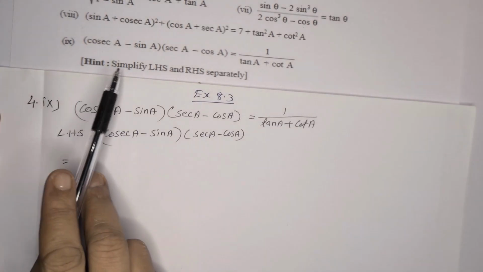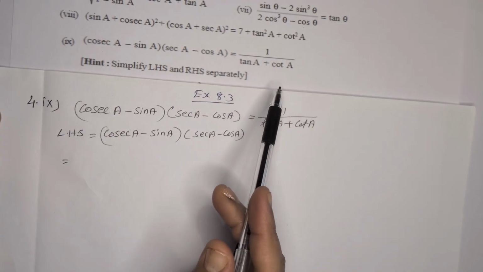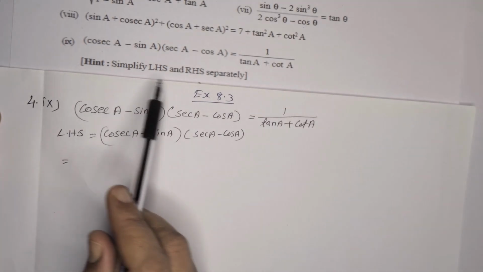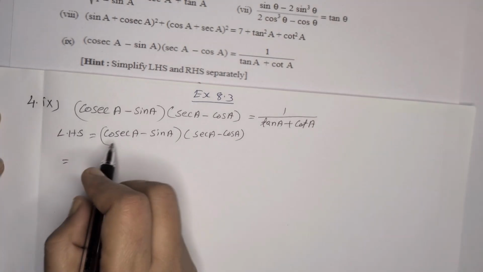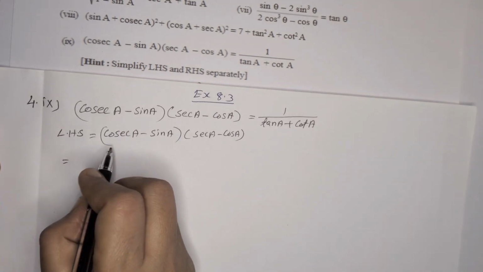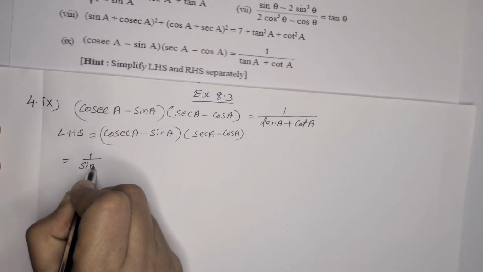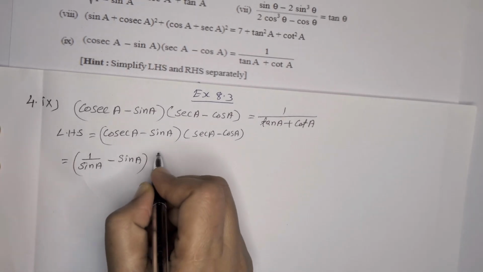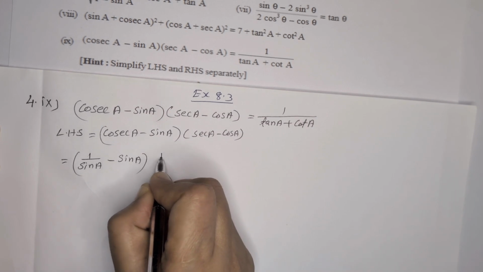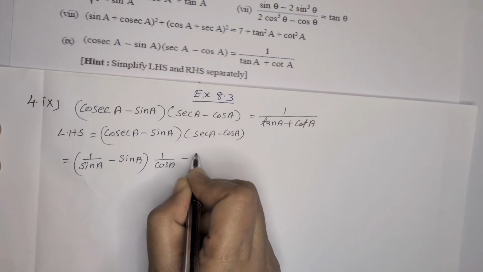Ninth one: (cosec A minus sin A) into (sec A minus cos A) is equal to 1 by (tan A plus cot A). Hint: simplify LHS and RHS separately. We will start with LHS. Cosec A, we can write cosec A as 1 by sin A, minus sin A, that into sec A, which means 1 by cos A, minus cos A.